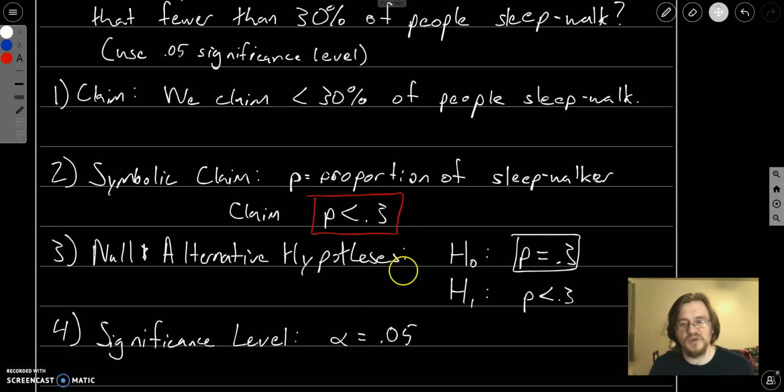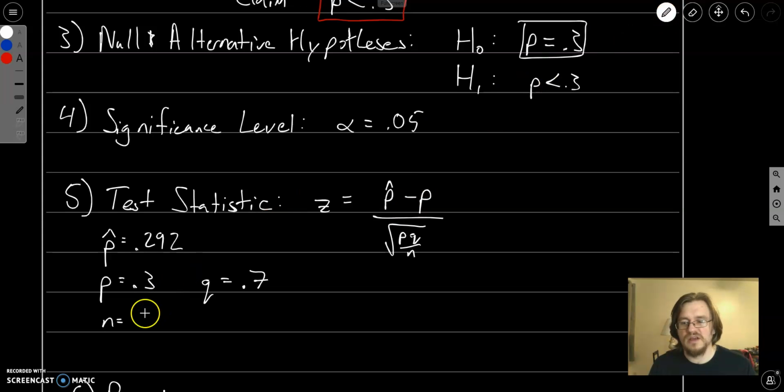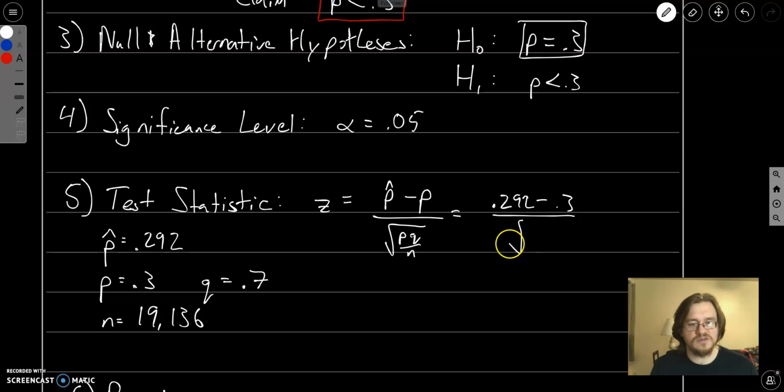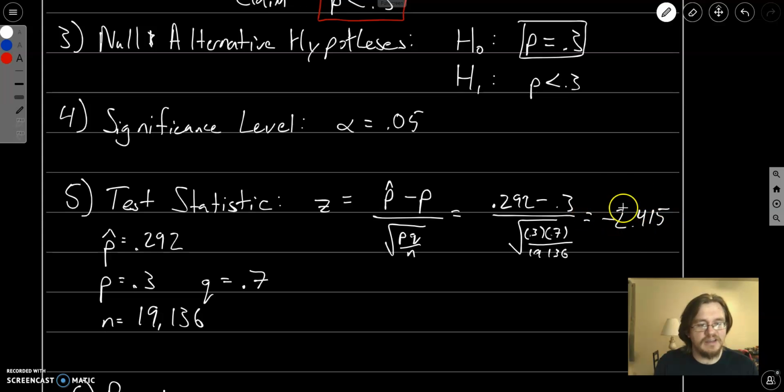I'm following an example from the book. So this is going to be 19,136. So we plug everything in, we get 0.292 minus 0.3 divided by the square root of 0.3 times 0.7 all over 19,136. And this turns out to be negative 2.415, after I've rounded to 3 places. So here's our test statistic.